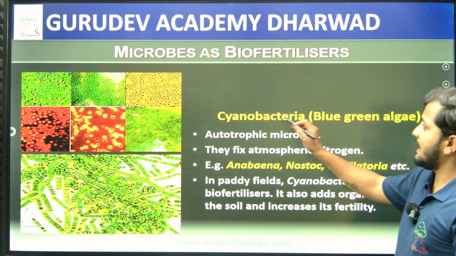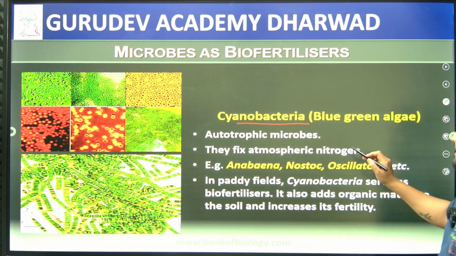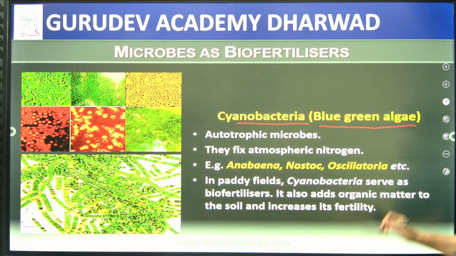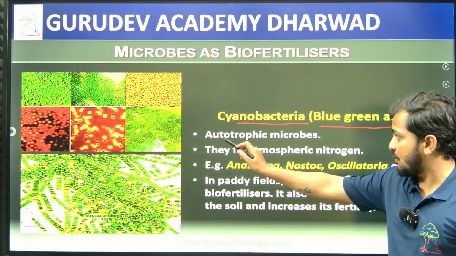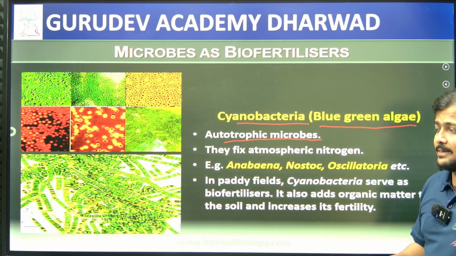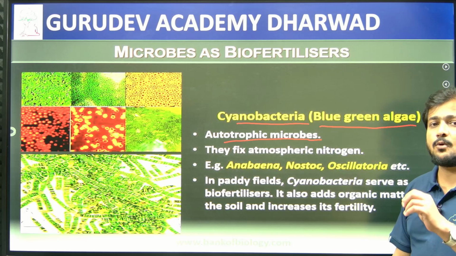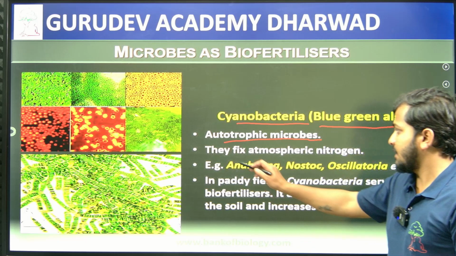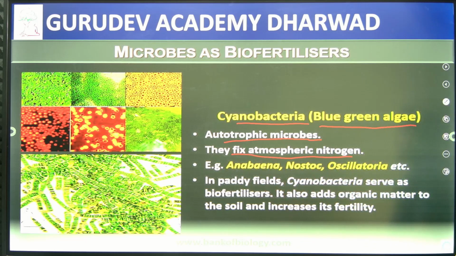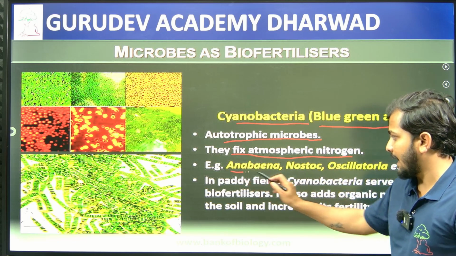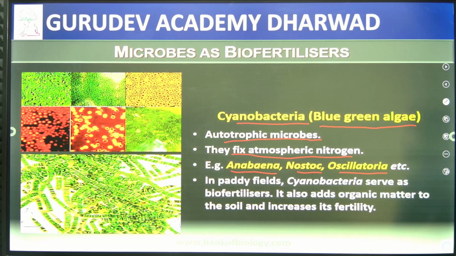Then there are cyanobacteria, an example known as blue-green algae. They are autotrophic microbes which carry out photosynthesis, come under the kingdom Monera, and are eubacteria. They fix atmospheric nitrogen. Examples given are Anabaena, Nostoc and Oscillatoria.